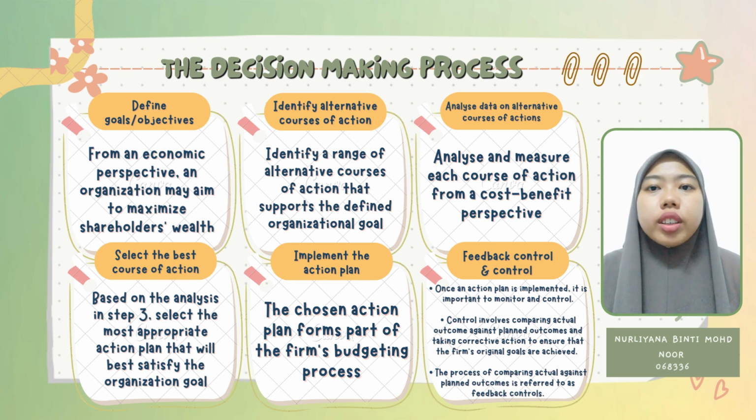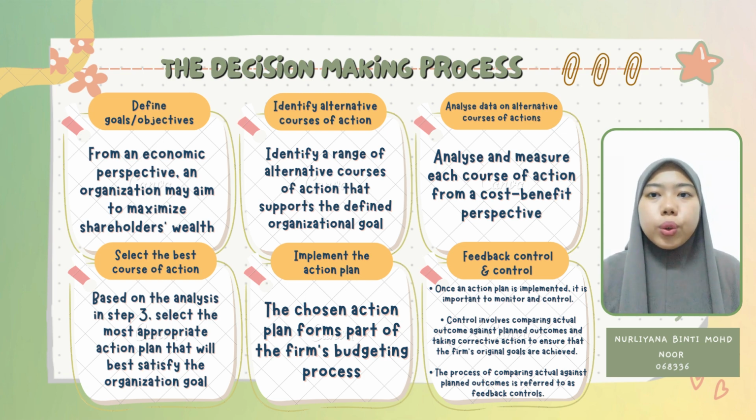Identify a range of alternative courses of action that supports the defined organizational goal. Third, analyze data on alternative courses of action. Analyze and measure each course of action from a cost-benefit perspective. Fourth, select the best course of action. Based on the analysis in step 3, select the most appropriate action plan that will best satisfy the organizational goal.